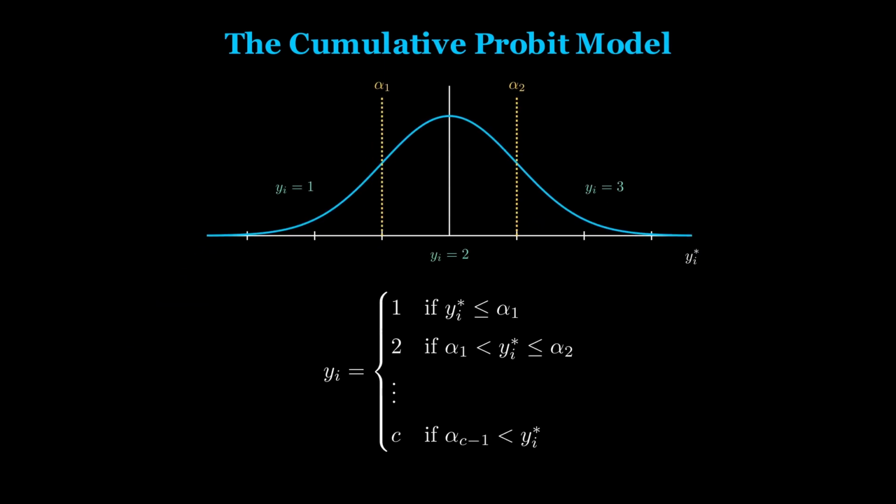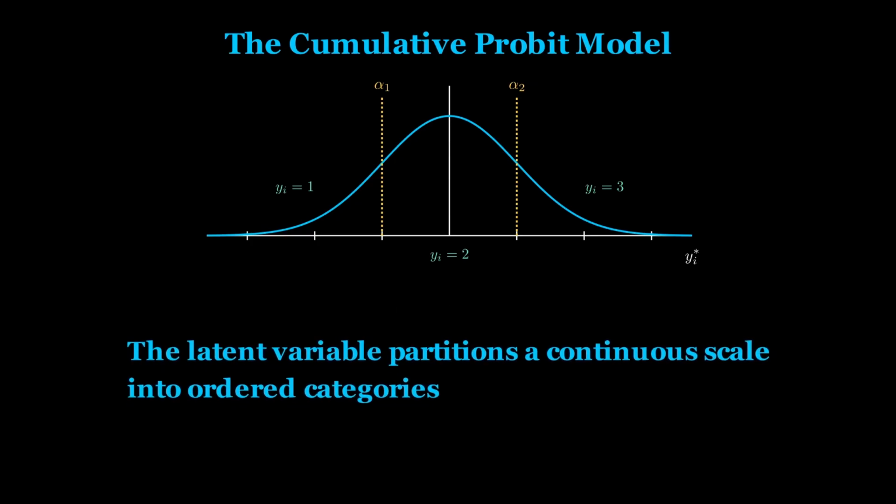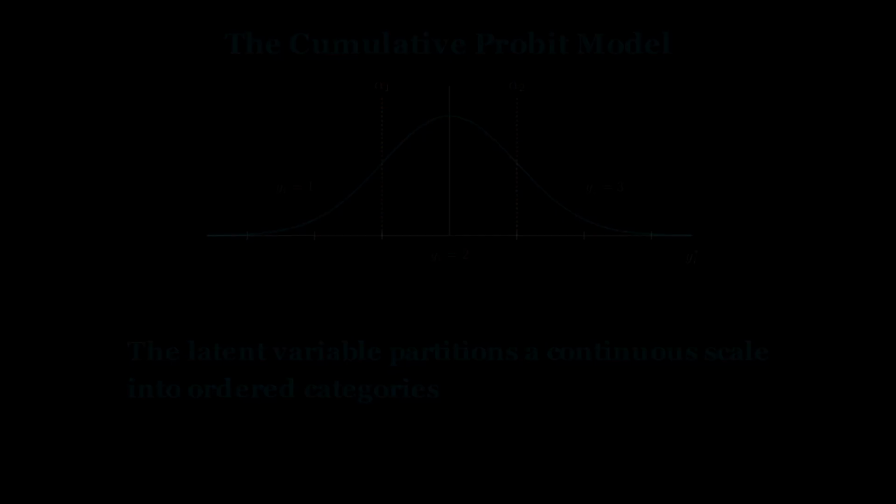Writing that out in general, y equals 1 if the latent variable is at or below alpha 1, 2 if it's between alpha 1 and alpha 2, and so on, up to category C if the latent variable exceeds alpha C minus 1. This is the whole idea behind the cumulative probit model. The latent variable partitions a continuous scale into ordered categories, which lets the model capture the ordinal nature of the response. Thanks for watching.